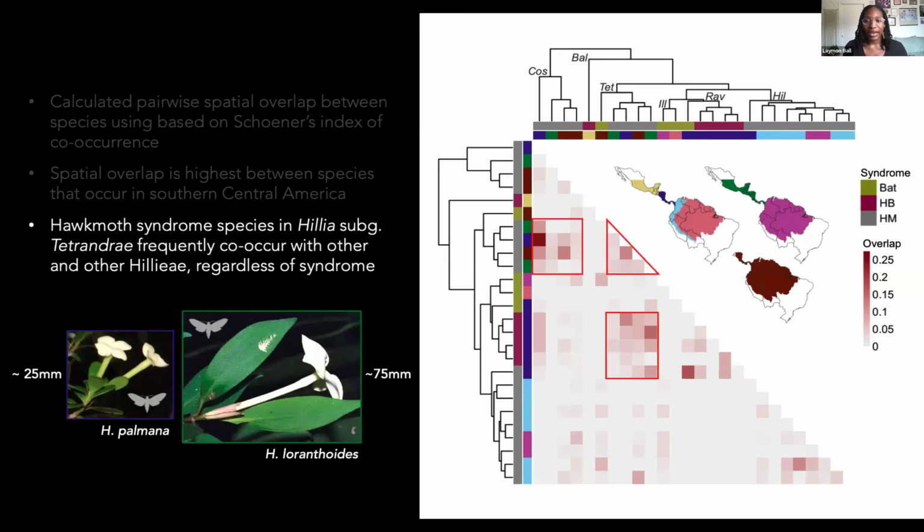We saw that hawk moth syndrome species in Hylia subgenus Tetrandri frequently co-occur with each other, as well as with other Hyliae, regardless of syndrome. And one of the reasons why I think that might be is because species in this group have really varying corolla lengths, going from as short as 25 millimeters in this Hylia palmana to as long as 75 in Hylia loranthroides. And that suggests that they might be using different species of hawk moths with different proboscis lengths, even though it's the same syndrome.